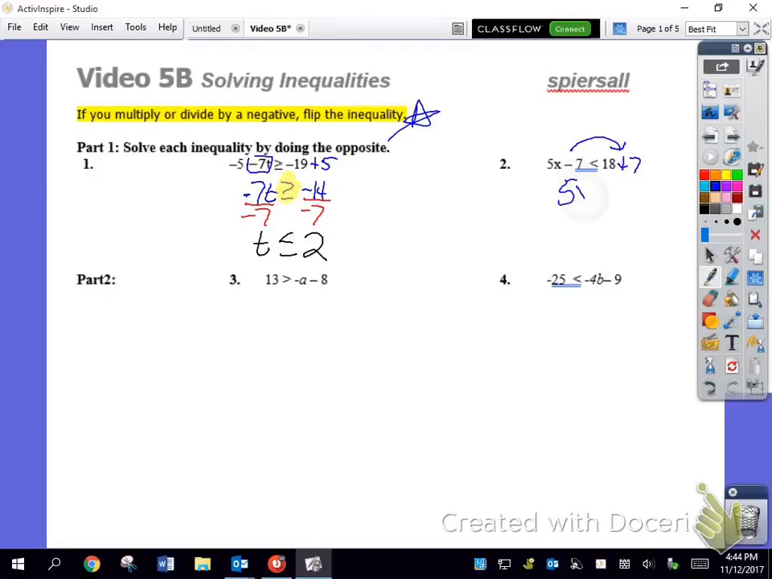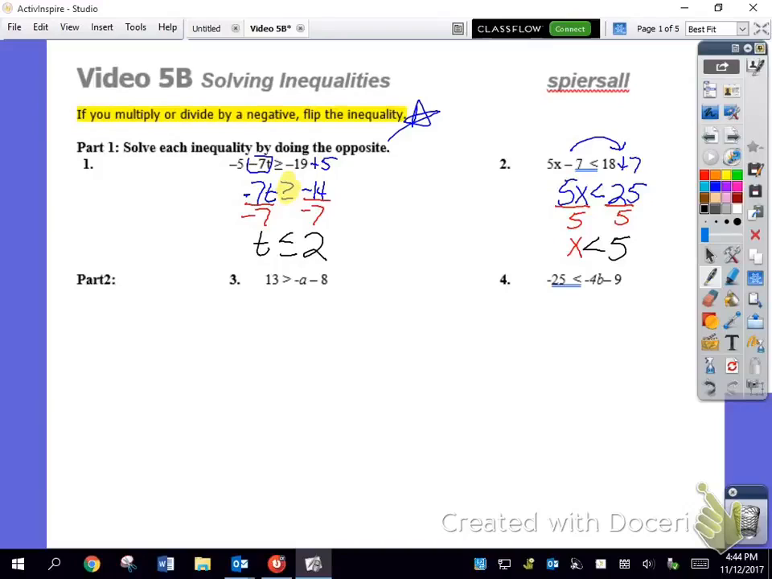On number 2, move that negative 7 over, so that's a positive 7. So 5x is less than 25, less than or equal to 20. Oh, that one does not have it. It's less than 25. Now, the opposite of multiplying is to divide, so I'm going to divide by 5. So x, and it is not a negative, so I do not flip it. So x is less than 5.